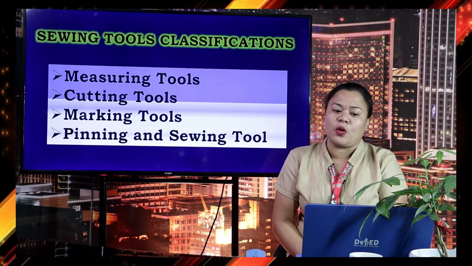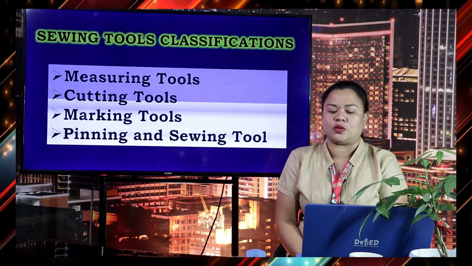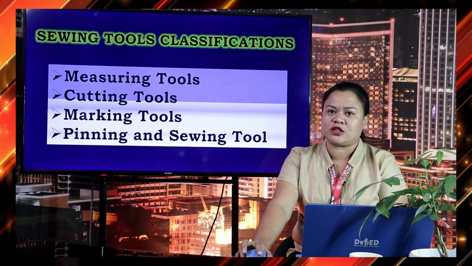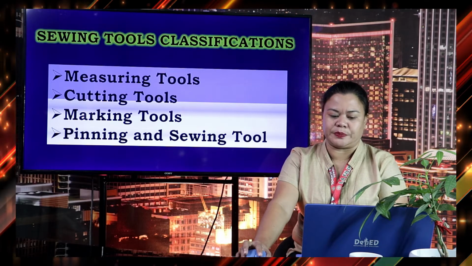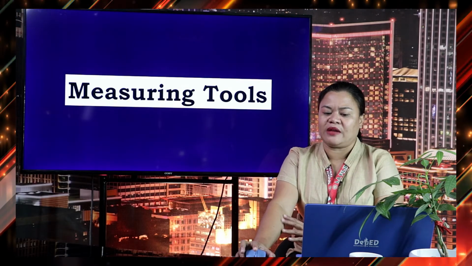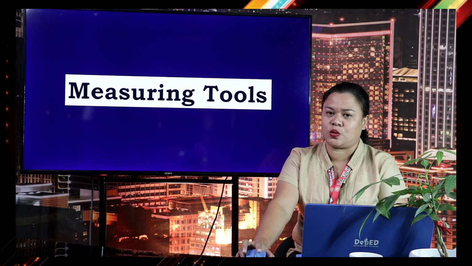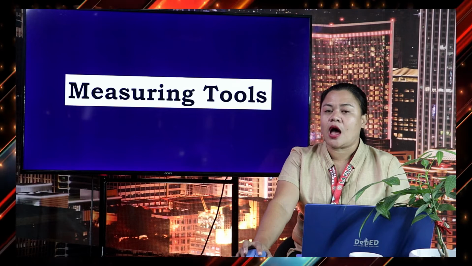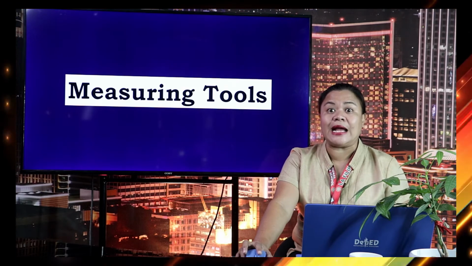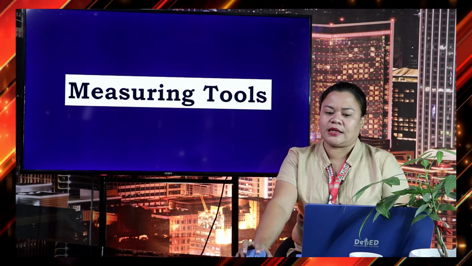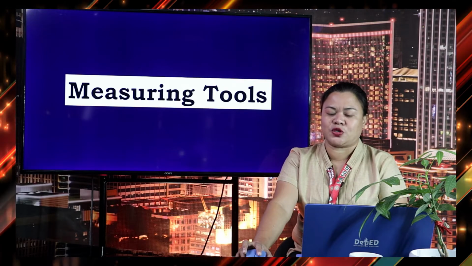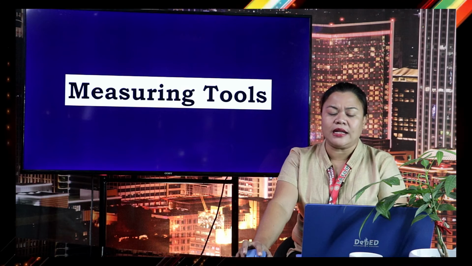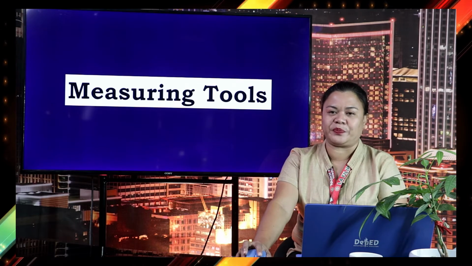Okay, we also have 4 classifications of sewing tools. First, measuring tools; second, cutting tools; third, marking tools; and fourth, pinning and sewing tools. Measuring tools. So we have 6 measuring tools. But what are measuring tools? The function of measuring tools is anything used to take account of quantitative data, especially the length or katason. Okay, the 6 measuring tools are tape measure, sewing gauge, ruler, yardstick, L-square, and French curve.